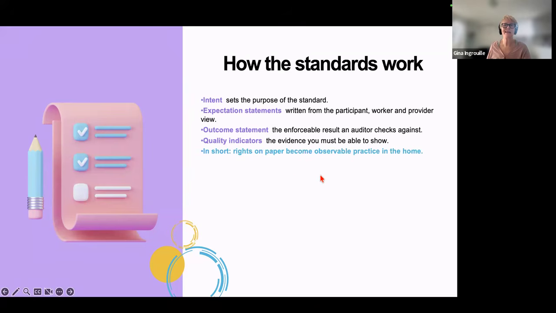So in short, these standards will have rights on paper becoming observable practice in the home. So it's all very well for the commission to write a whole bunch of rights and expectations, but if that is only translated into a policy which has no beef in it, like examples, right? Instead of just directions, right? In terms of, this will happen and that will happen.